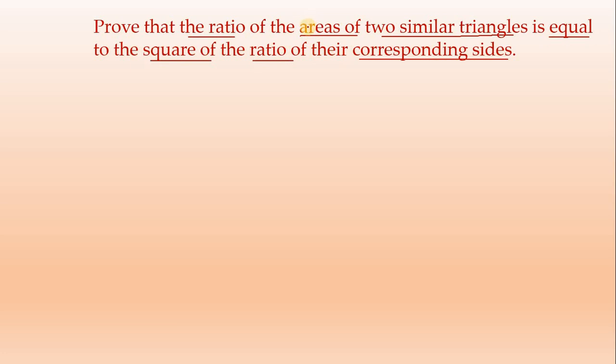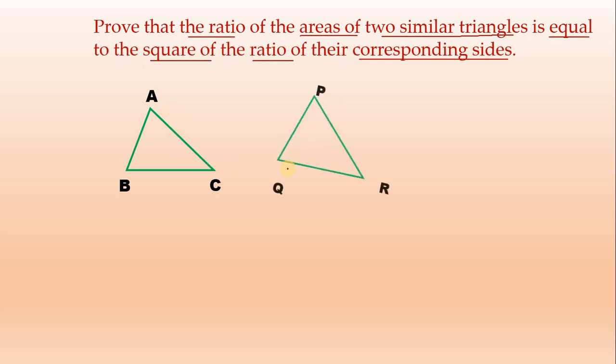Children, as said in the theorem statement, there have to be two similar triangles. Hence, first let me take two similar triangles. The first triangle is ABC and the second triangle is PQR. Now these two triangles are similar.